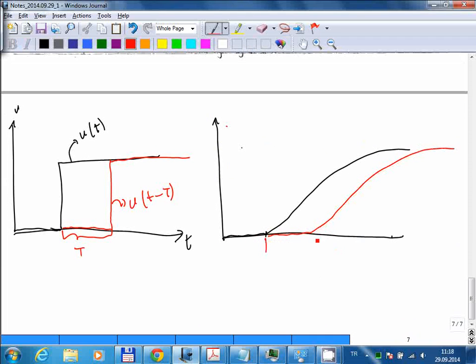Now this should be the same amount, capital T. So you know that the outputs are the same. And if this is true for all capital T values, then we have a time invariant system.